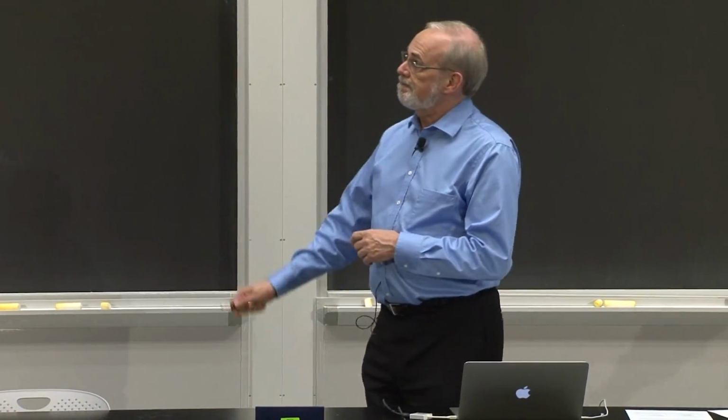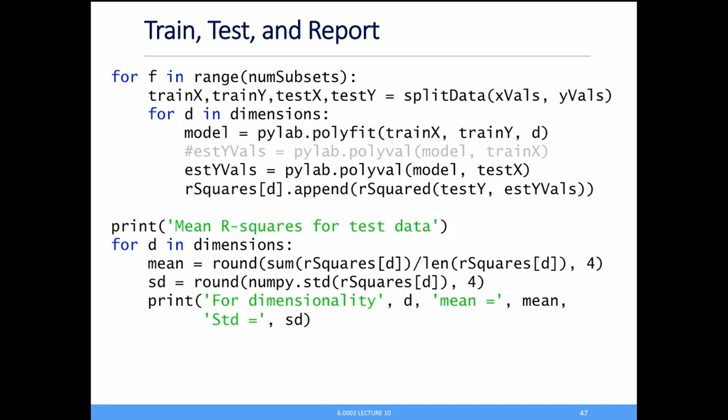And then finally, I can run over the number of trials I want to deal with. In each case, get a different training and test set at random. And then for each dimension, do the fit. There's polyfit on the training x and training y values, and that dimension gives me back a model.